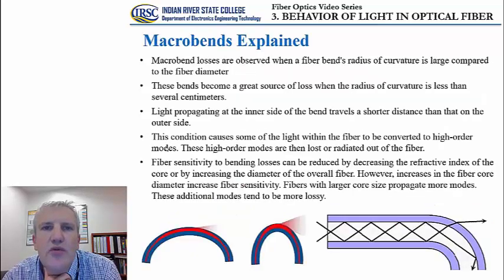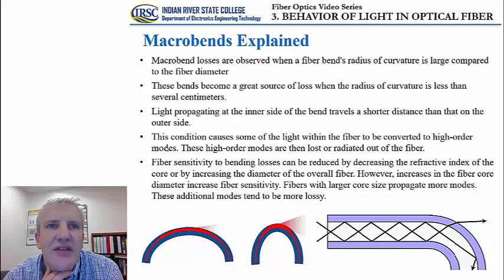So let's go a little bit more in detail and explain about the macrobends. Macrobend losses are observed when a fiber bend radius of curvature is large compared to the fiber diameter, as we explained on the previous slide. These bends become a great source of loss when the radius of curvature is less than several centimeters. Light propagating at the inner side of the bend travels a shorter distance than that on the outer side of the core. To maintain the phase of the light wave, the mode phase velocity must increase in this case.